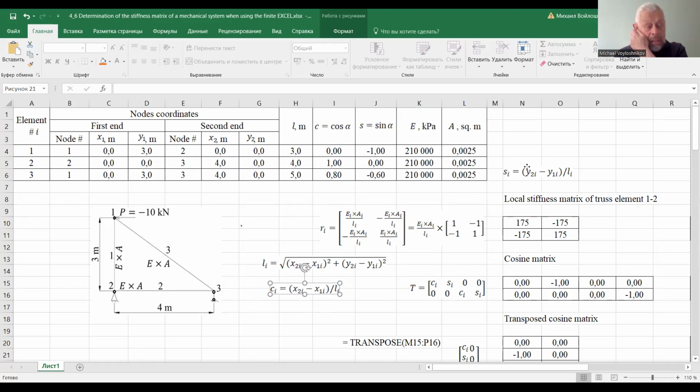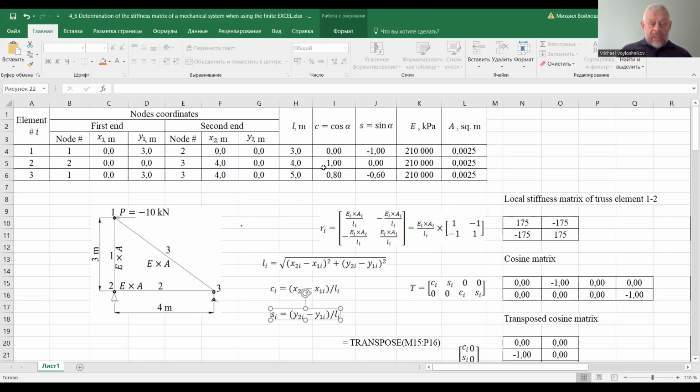And the sine. Sine is a fraction: in the numerator we have the projection of the finite element on the ordinate axis, and in the denominator we have the length. So for the first finite element, the projection on the ordinate axis is 0 minus 3, divided by 3, so we have minus 1. Minus 1 is the sine of the inclination of this finite element relative to the horizontal abscissa axis, which coincides with the second finite element.